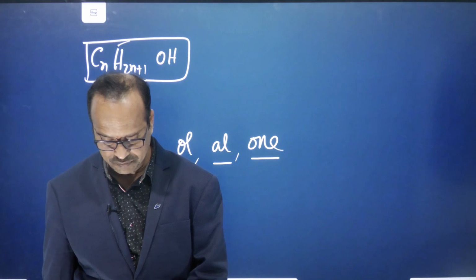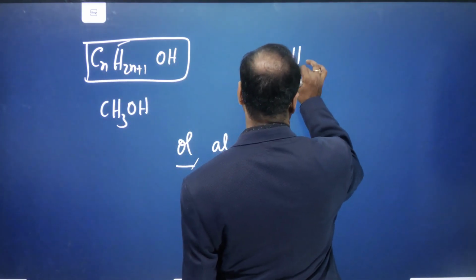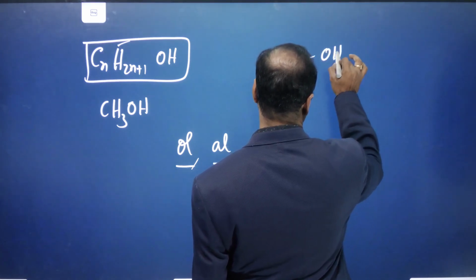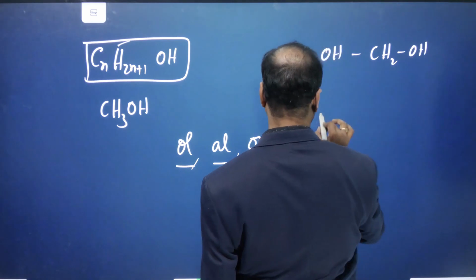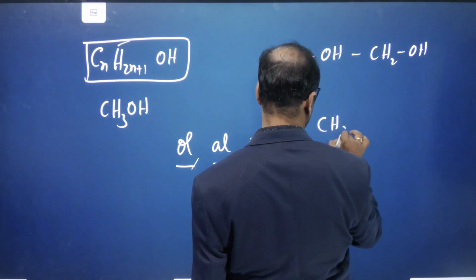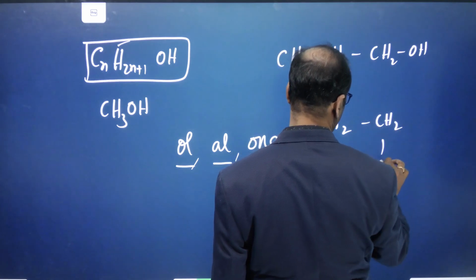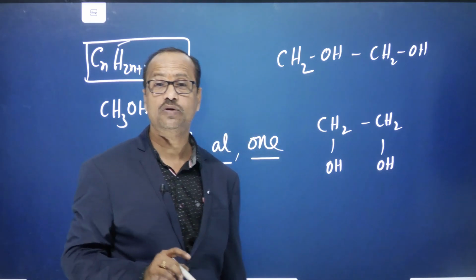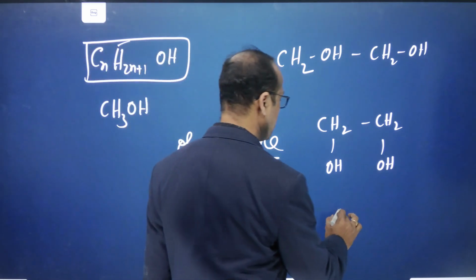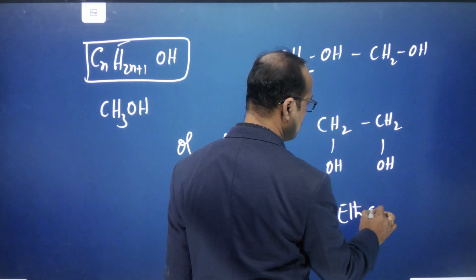IUPAC name of CH2OH, CH2OH. Okay. So this structure we have to write like this: CH2OH, CH2OH. So here, how many carbons are there? 2 carbons. 2 carbons is called what? Eth. Okay. So write eth. And between which bond is there? Single bond. Single bond means what?